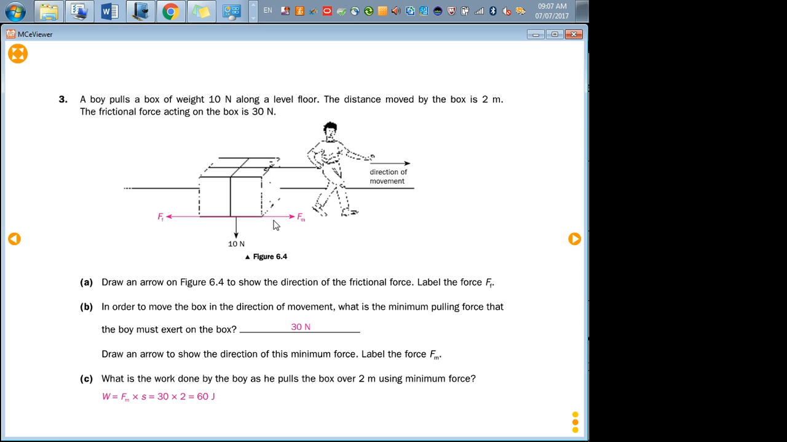So label this force as F with a little m. You can draw it at the bottom, that is fine. You can draw it at the rope, that is fine also. Okay, as long as it is a force on the box to the right hand side of 30 newtons. Okay? So what is the work done by the boy when he pulls the box over 2 meters using the minimum force of 30 newtons? So work done will be all force times distance, just distance only, in the direction of the force.